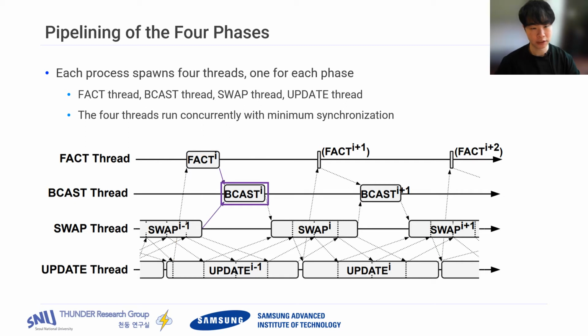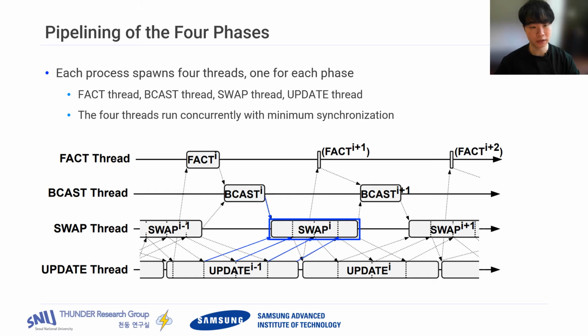The Bcast thread waits until the fact phase in the current iteration finishes. It also waits for the previous swap phase to finish to ensure only one NCCL kernel is running at each moment. After that, it simply broadcasts the factorized panel.